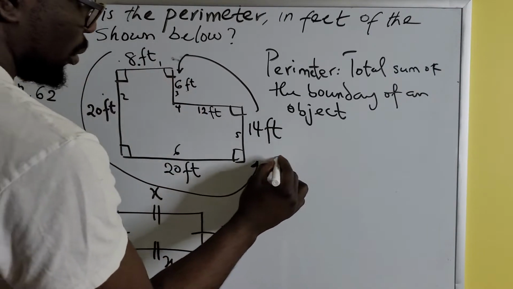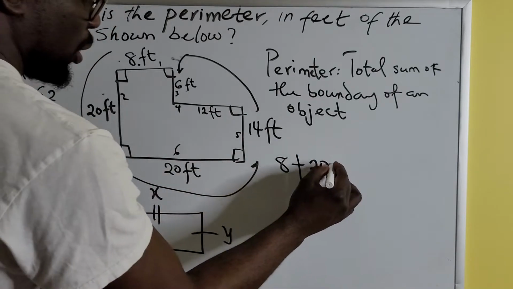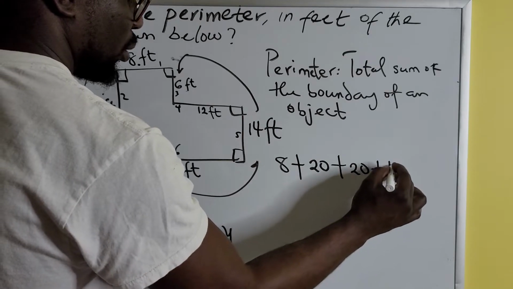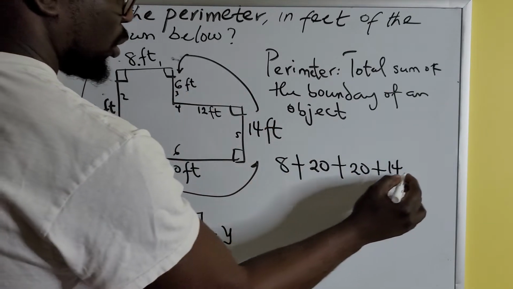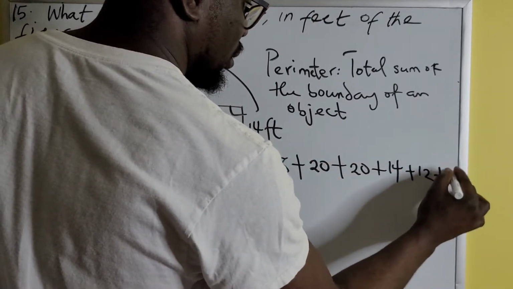So 8 plus 20, plus 20, plus 14, plus 12, this 12, and then plus 6.